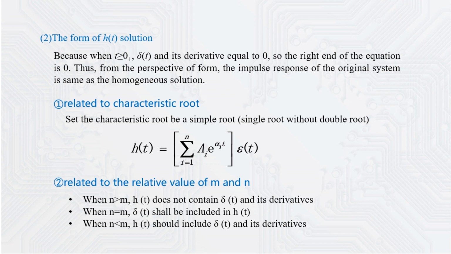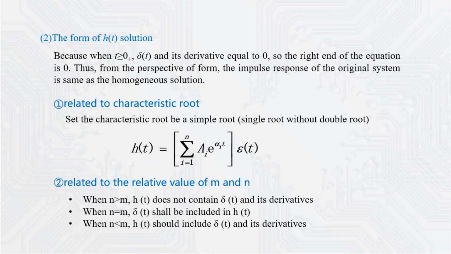Then the system equation will be in the following form. With the mathematical model, let's look at the form of the h(t) solution. Because delta t and its derivatives are all zero when t is greater than or equal to 0 plus, the right end of the equation is zero, so the equation becomes homogeneous. So the form of this solution and the homogeneous solution should be the same. Since it has the same form as the homogeneous solution, its solution must be related to the characteristic roots. If the characteristic root is a single real root, then its solution has the following form.